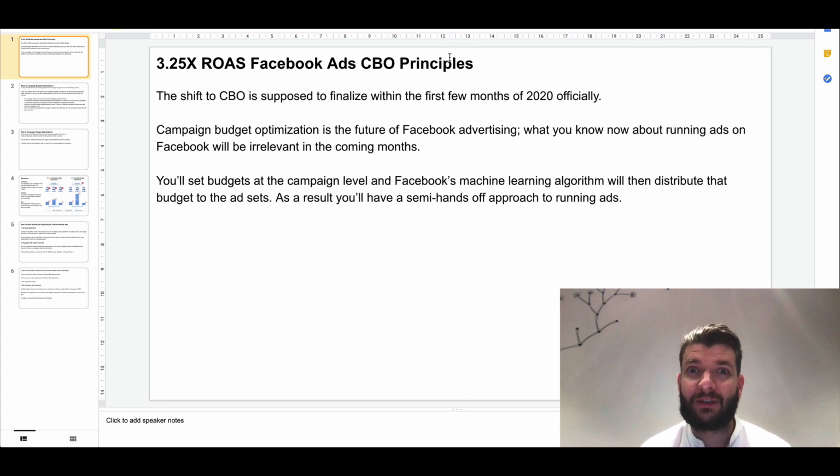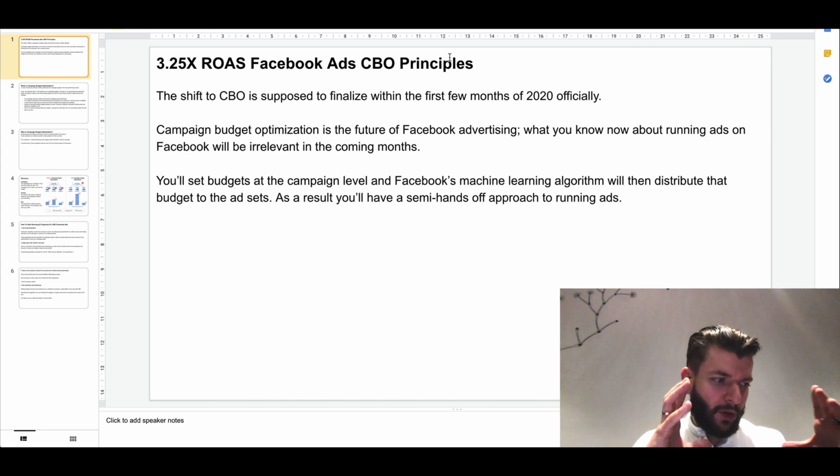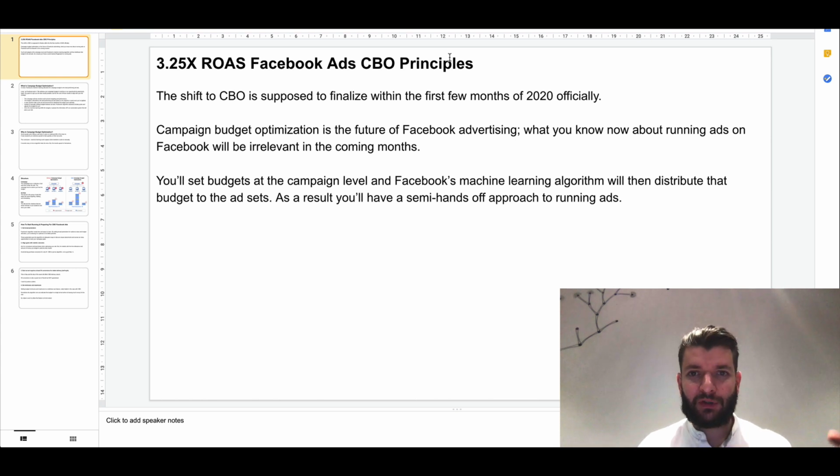So everyone will need to use CBOs, and the major difference between CBO and ABO is that you optimize on the campaign level. You just set up the budget on the campaign, and then Facebook distributes it to the necessary ad sets. I'll show you some of the principles that I use for optimizing CBOs that allow me to maintain that profitability.